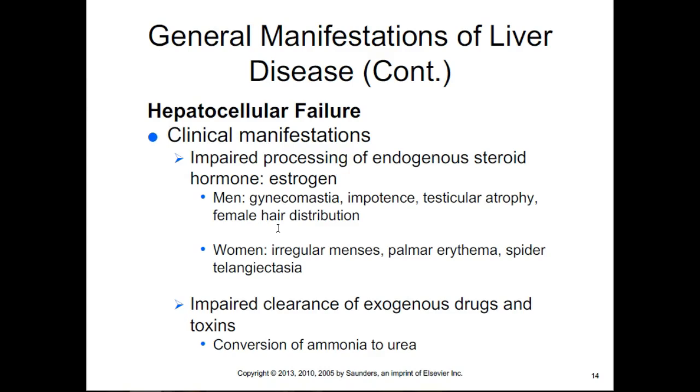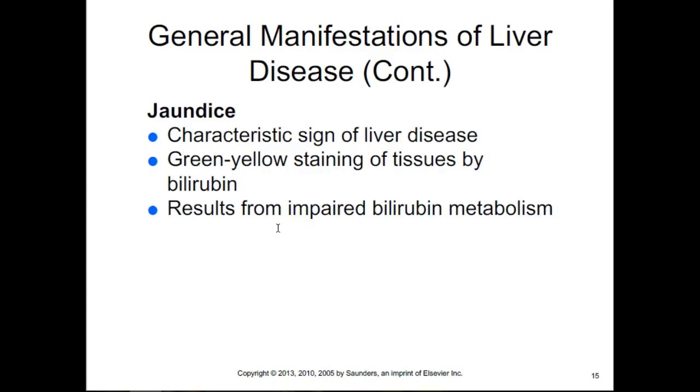And then, of course, it helps convert ammonia to urea. Okay, so ammonia is toxic. So we have to process ammonia into a less toxic form, which is the urea. And so the urea then can get eliminated out of our body.